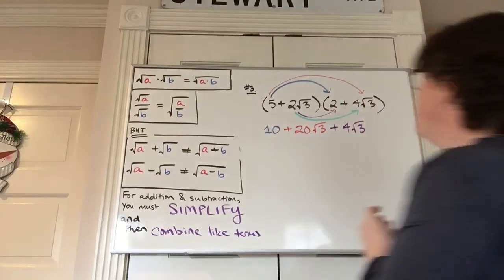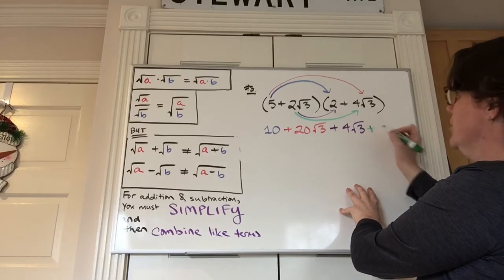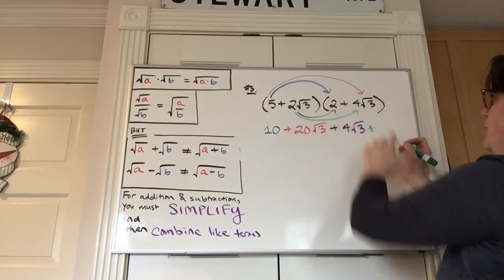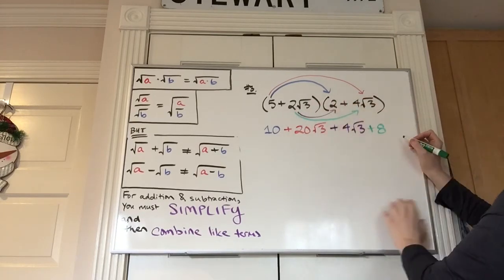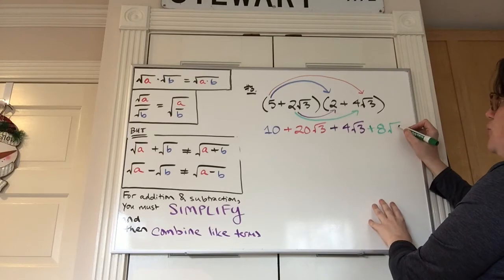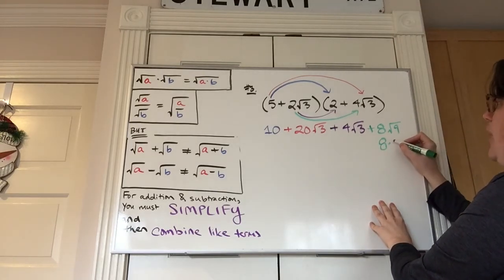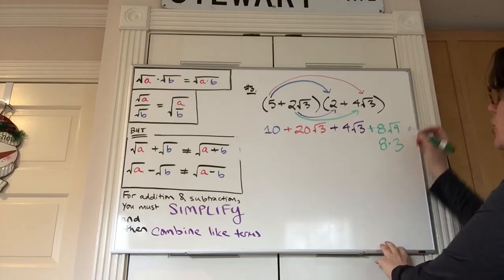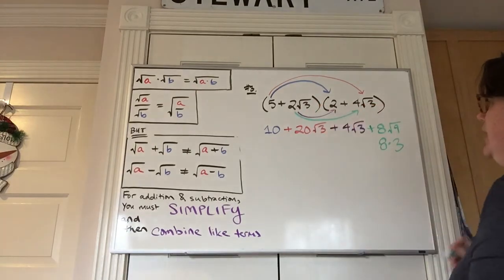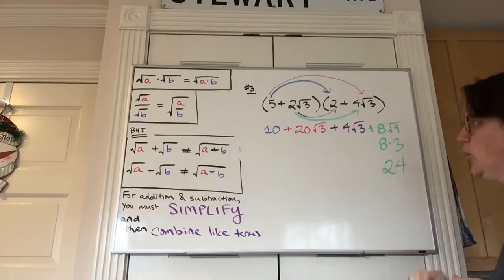I have 2 root 3 times 4 root 3. So I'm going to start with multiplying my regular number by my regular number. 2 times 4, that makes 8. Then I have root 3 times root 3. Root 3 times root 3 should make root 9, which if you think about it is just equal to 3. The square root of 3 times the square root of 3 is the same as the square root of 3 squared, which just becomes 3. So this back term, 8 times the square root of 9, turns into 8 times 3, turns into the regular number 24.